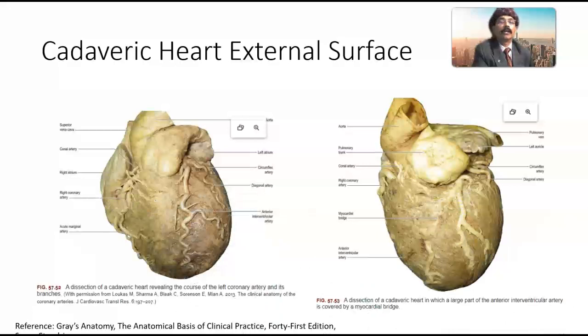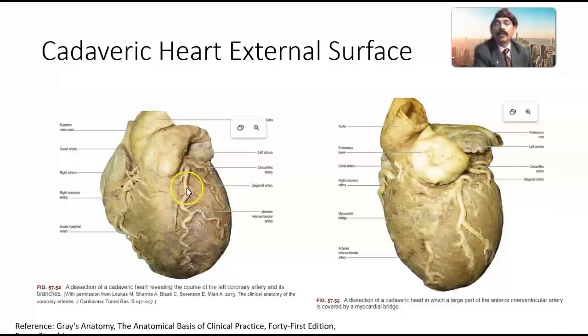So, cadaveric heart external surface, the blood vessels are passing over the myocardium inside the epicardium. Epicardium and fatty tissue has been removed from here. We are seeing the coronary artery. Here, anterior interventricular artery, almost covered by some myocardial tissue. There is some cardiac muscle overlapping this area. This is a little bit unusual. Large parts of the anterior interventricular artery are covered by a myocardial bridge here.